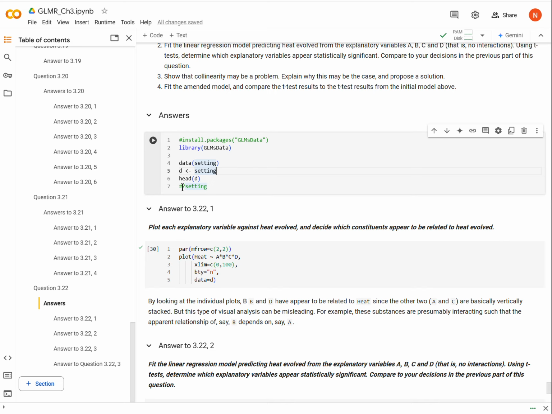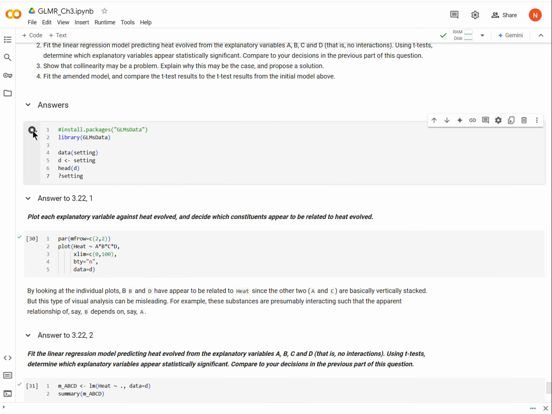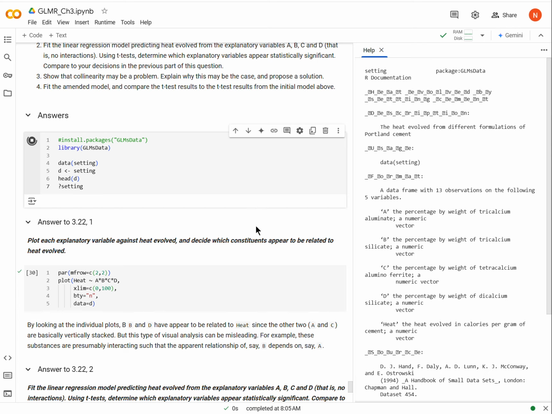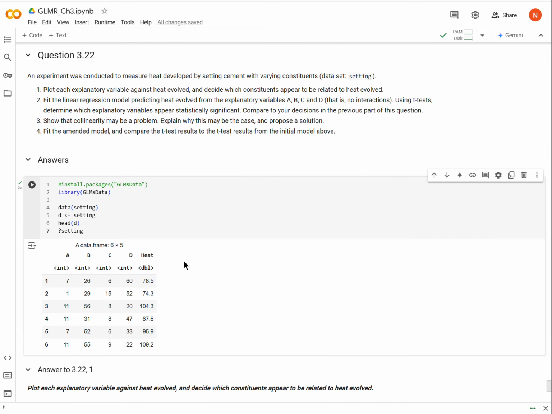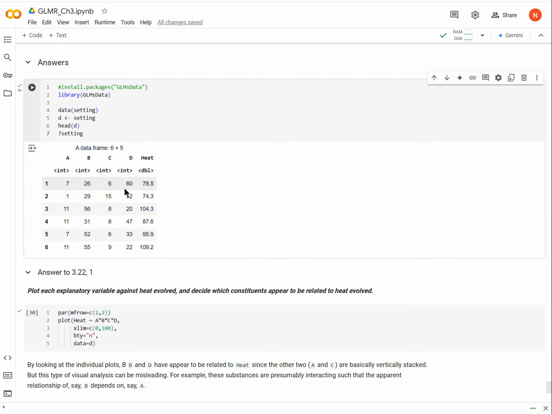I also want to know a little bit about the data set, so I'm going to use question mark setting. Okay, so here we have the data sheet. We see that A is the percentage by weight of tricalcium aluminate, and B is the percentage by weight of some other substance. C, D, same thing. And then heat is the amount of heat that is evolved from the cement that is comprised of these different ratios of these different chemicals. Okay, so there we have our data.